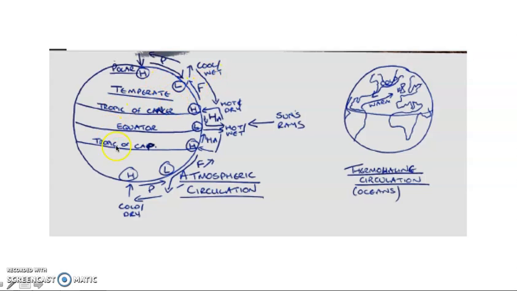Now, this is a very simplified version of how it works. We have the Hadley cell between the equator and the tropics, the Ferrel cell, and then the polar cell. So this is a very simplified version of it.